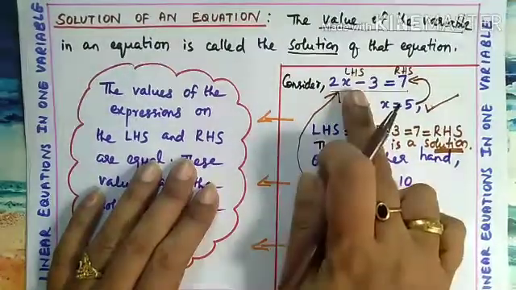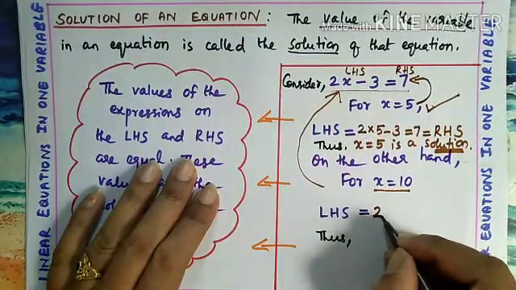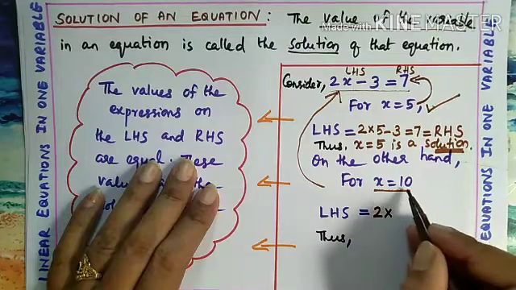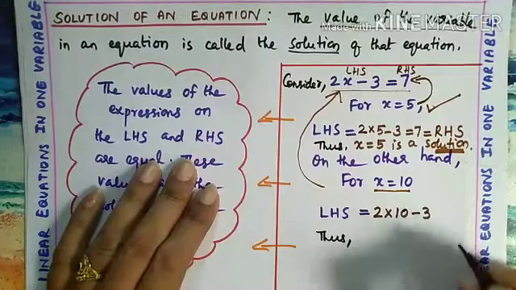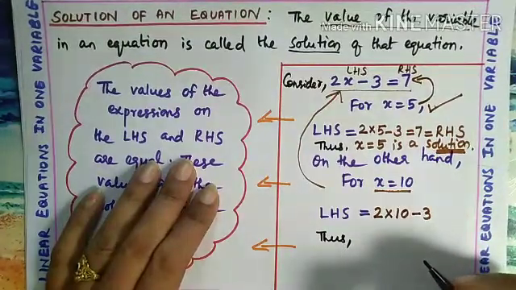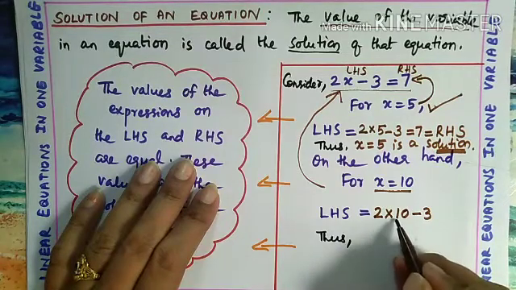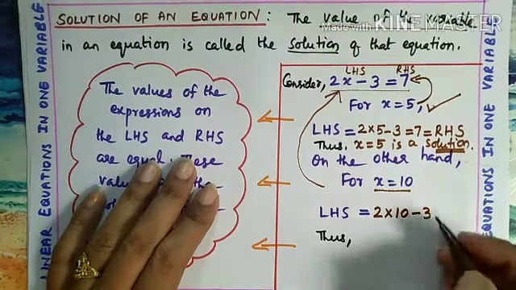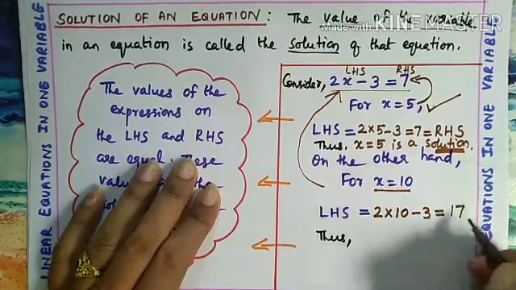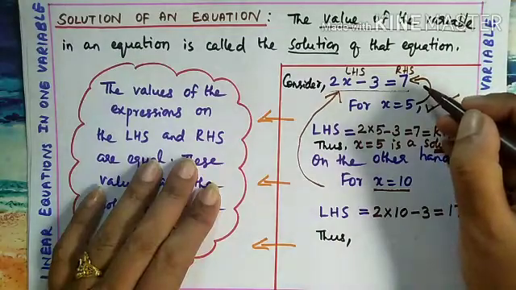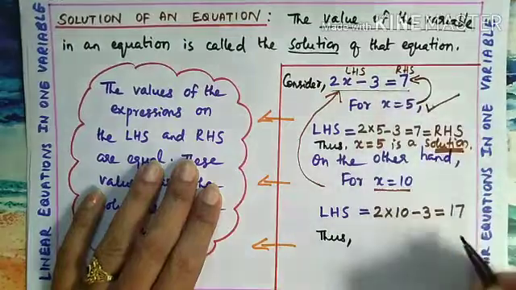So again recall the equation 2x minus 3. How to write? LHS: 2 into x value, I am putting here 10. 2 into 10 minus 3. So what happens here? First you multiply. What is 2 into 10? 20. What is 20 minus 3? Yes, very good. 17. Is this 17 the right hand side of our given equation? No. It is 7 here, not 17.